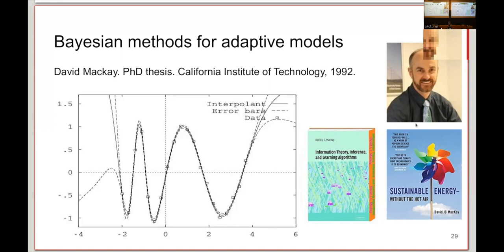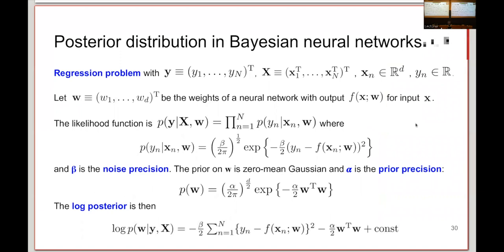So the setting that we are going to follow is more or less the same as before. We have some inputs X and some outputs Y. We are going to focus on regression, although we will see that the same techniques can be applied to classification as well. The likelihood is going to be Gaussian. We assume that there is some Gaussian noise at the output of our neural network. The neural network receives inputs X, has some weights W, and generates some output. The parameter beta is the noise precision.